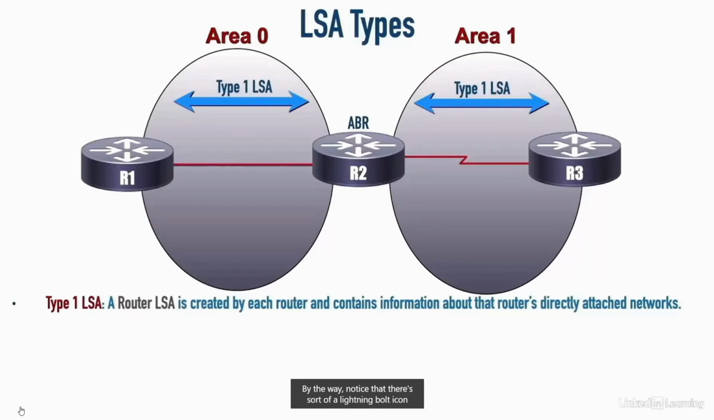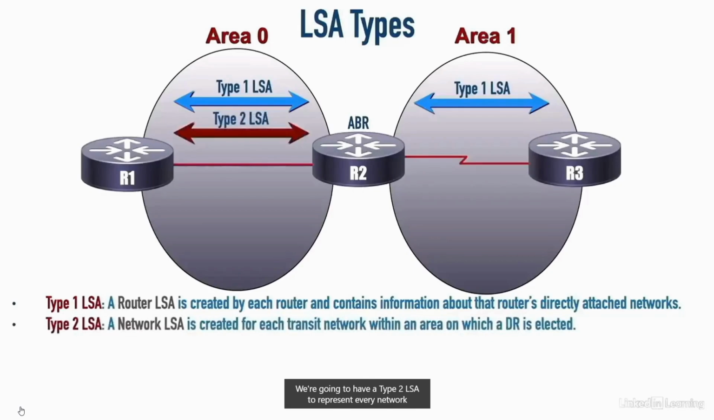By the way, notice that there's a lightning bolt icon between R2 and R3. That indicates a WAN link, and specifically I want you to know that I'm representing a point-to-point WAN link. And on a point-to-point link, we do not elect a designated router, a DR. That's something that we do on broadcast networks like Ethernet networks. We elect a DR and a backup designated router, or a BDR, but on that point-to-point WAN segment, there's really no point in electing a DR because there's no issue with forming a full mesh of adjacencies. And the reason I emphasize that there's no DR on that segment is that having a DR on a segment is one of the criteria for generating a Type 2 LSA.